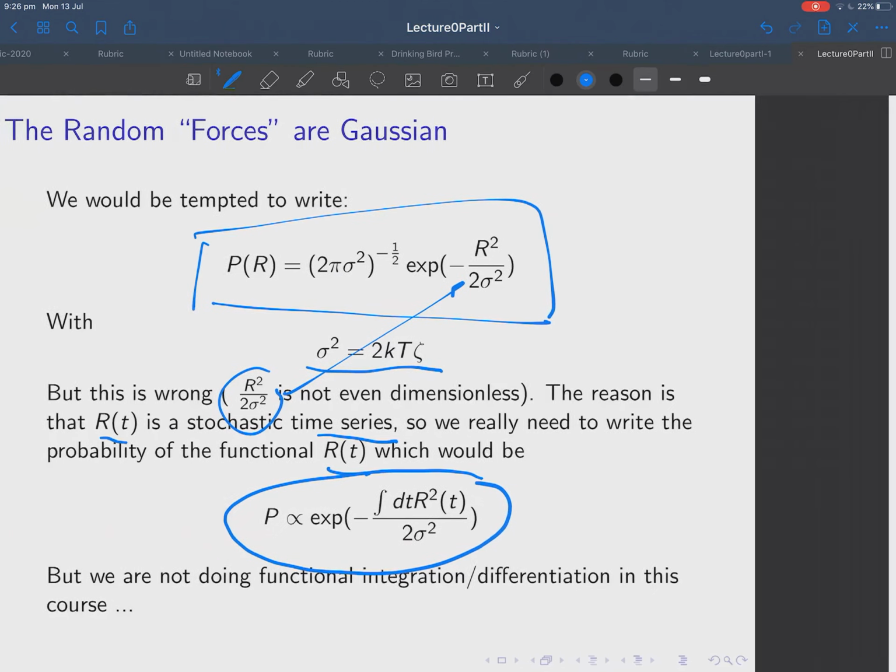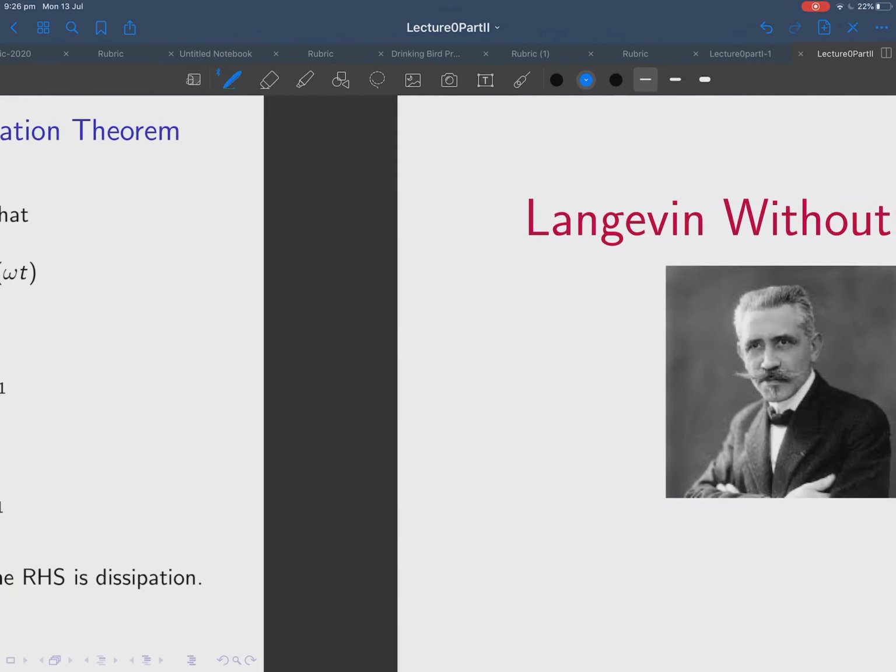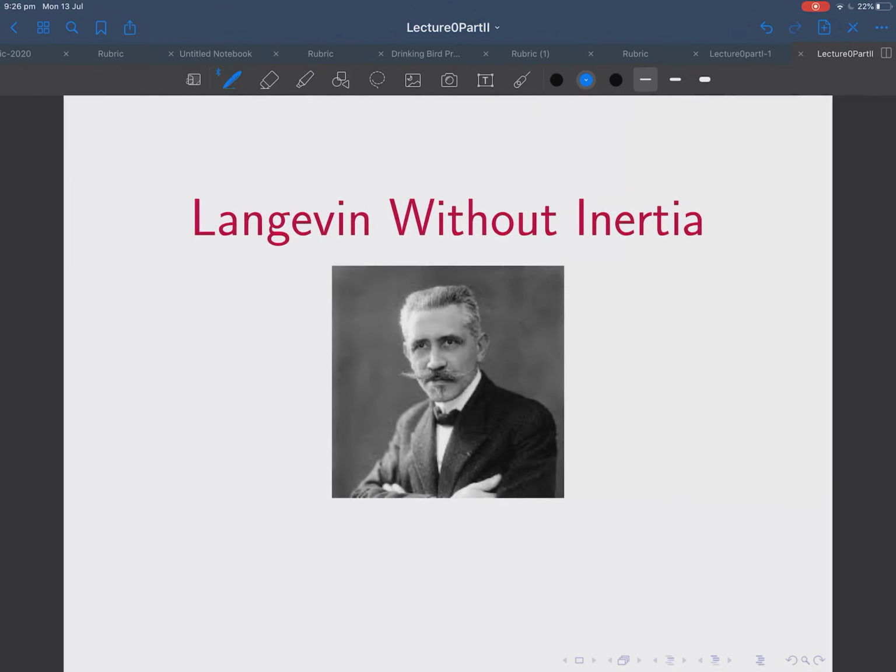And that's where we will end this lecture. And next lecture, or next video, we will go on to do the Langevin equation without inertia. And that's where we will use it to do computer simulations, because that's where it's normally used in computer simulations. Okay, thank you.